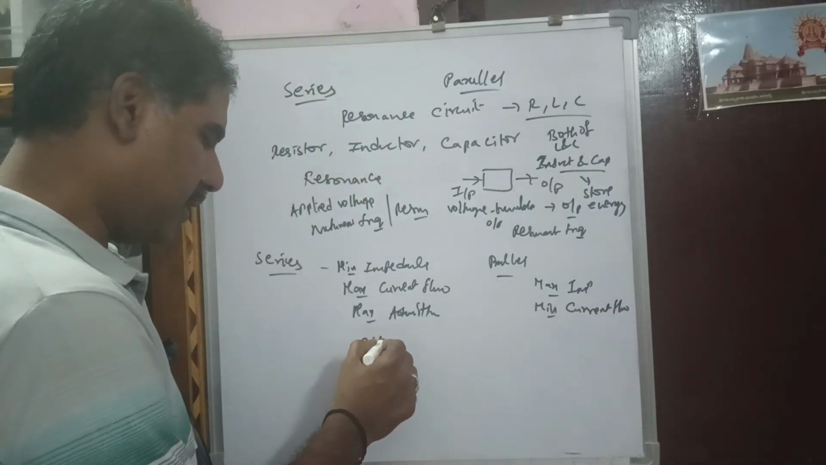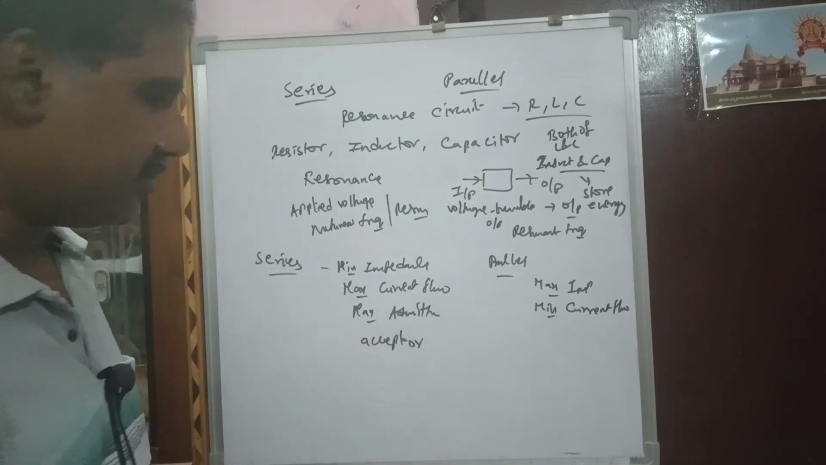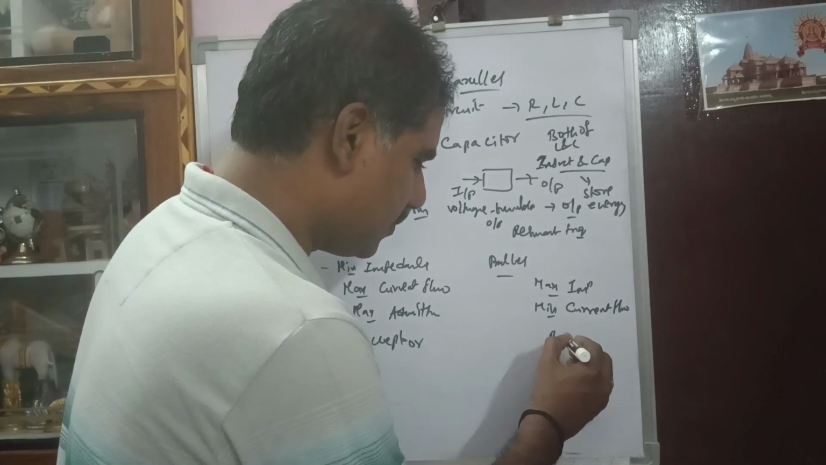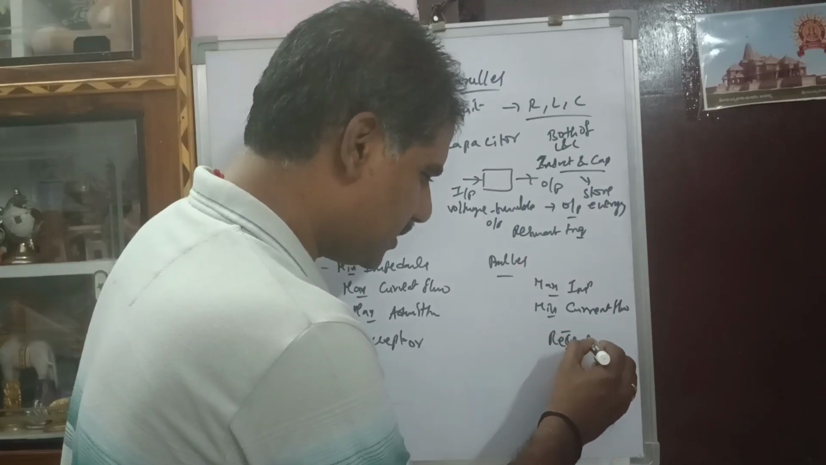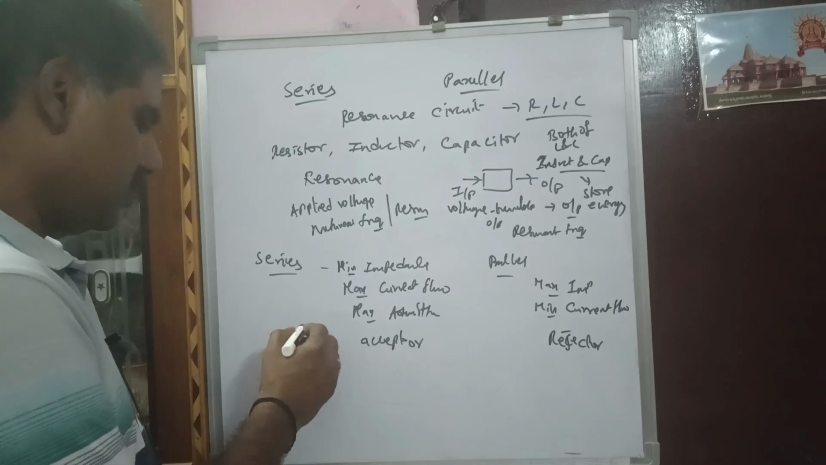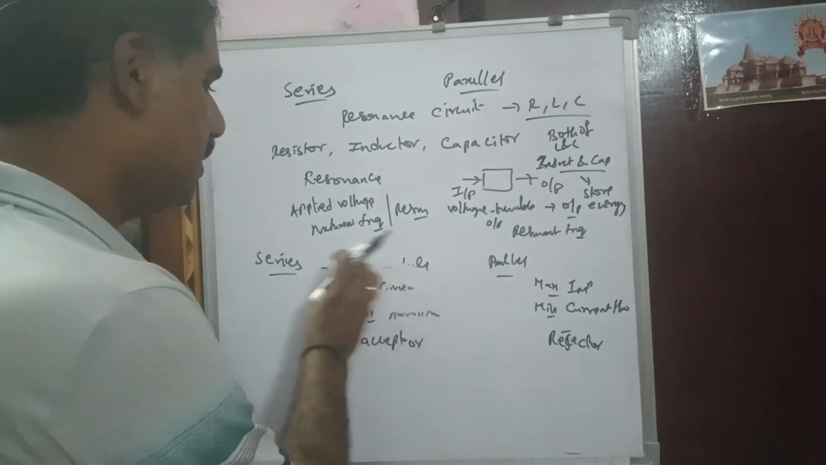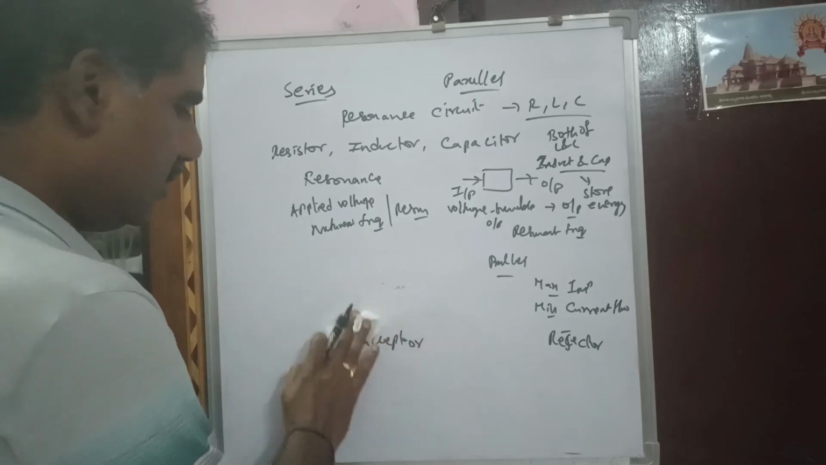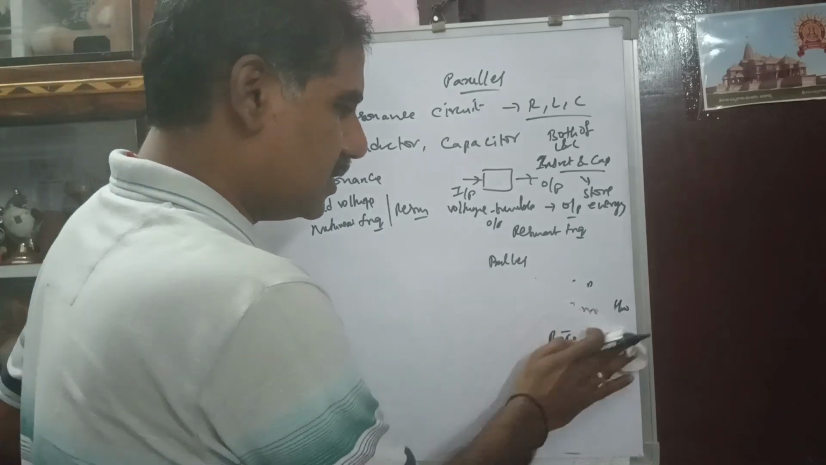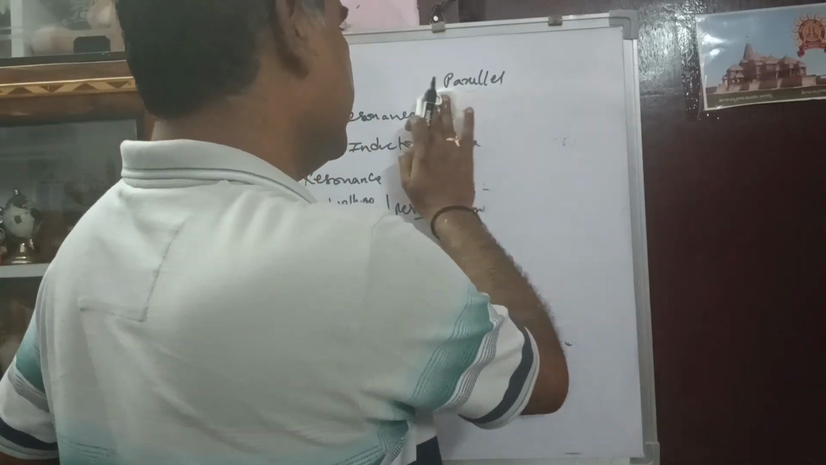The LCR series resonance circuit acts as an acceptor, whereas the LCR parallel circuit acts as a rejector. This is the basic introduction. Now let us know about the series LCR series resonance circuit in brief.